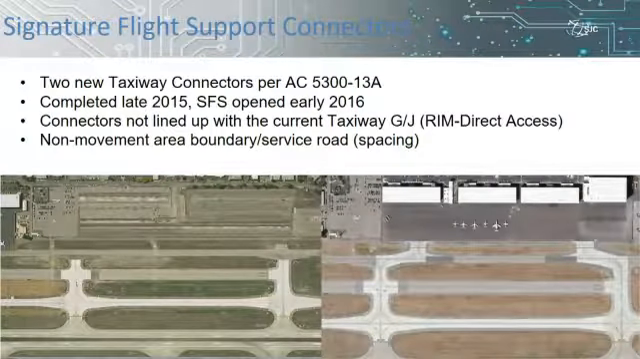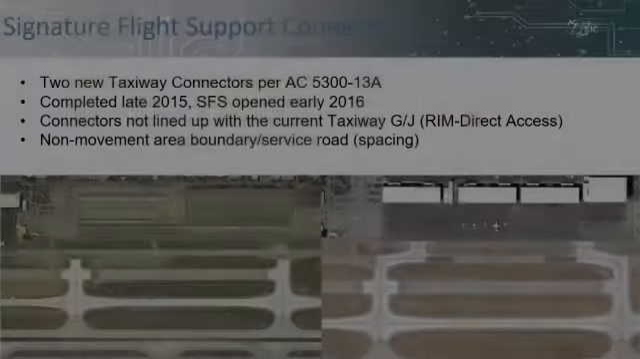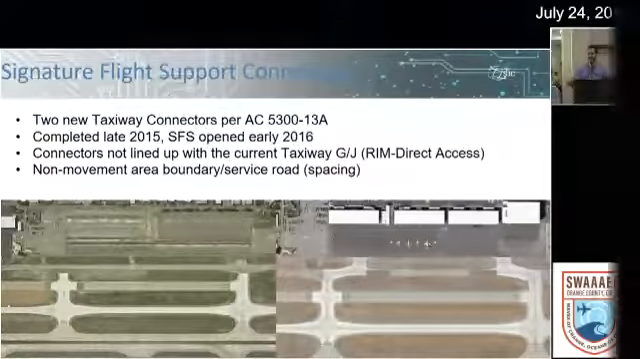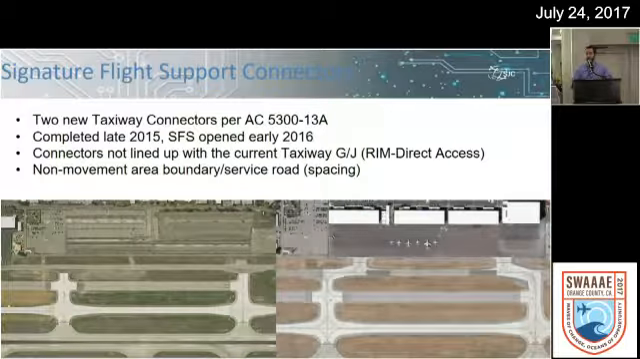All right, so Signature Flight Support connectors. We built 2 new connectors, again, northwest portion of the field. We designed them to the updated Airport Design Advisory Circular, 13A. They were completed about late 2015, and Signature, if I haven't mentioned that as well, was brand new. That was the whole purpose of the project, so we were building the FBO. Signature opened in early 2016, right in time for the Super Bowl, which we hosted in February, and surprisingly, we didn't have too many issues. It went pretty smooth, so there's that good takeaway from that.